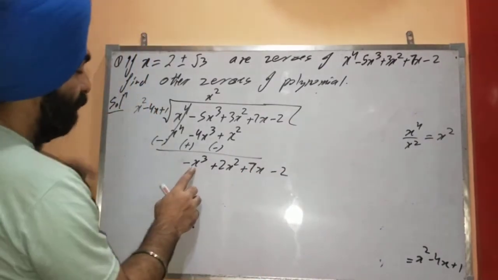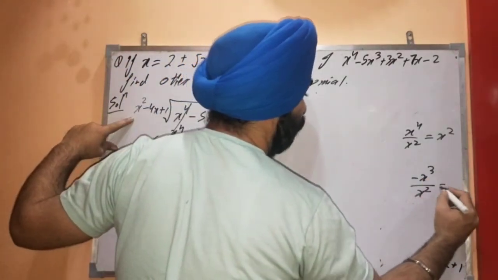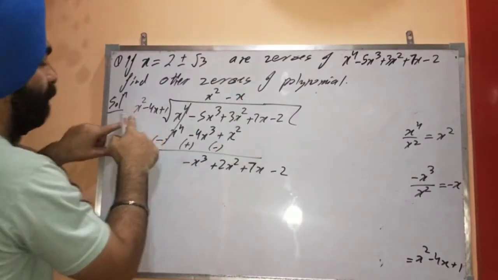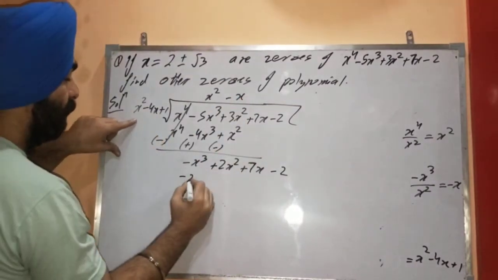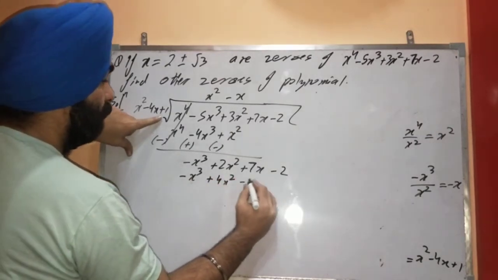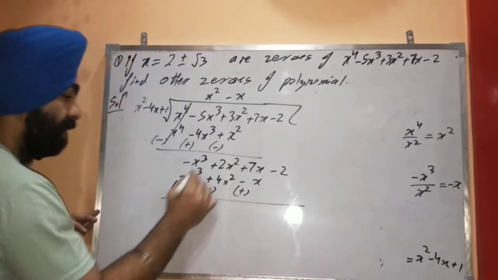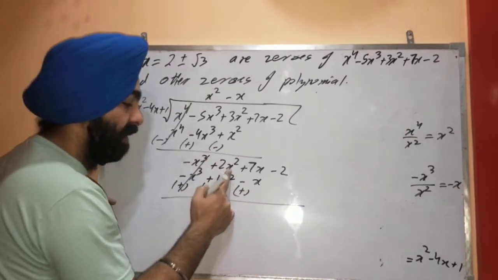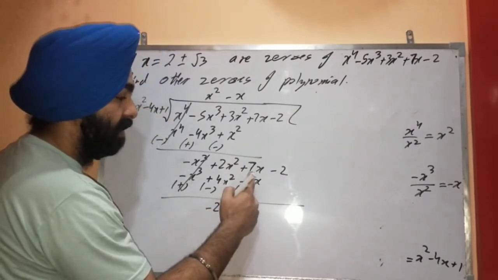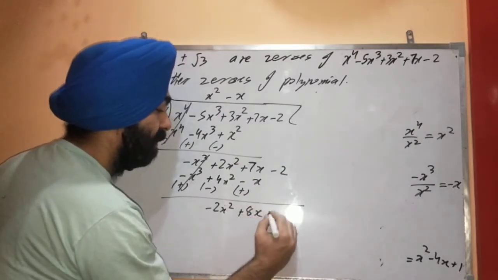Right? Then again, the first term will be divided by the first term. Minus x cube divided by x square will be minus x. So the next term is minus x. So minus x when multiplied by these three will yield minus x cube plus 4x square minus x. Now signs will be changed. This will cancel. Now 2x square minus 4x square is minus 2x square. Then 7x plus x will be 8x and then minus 2.